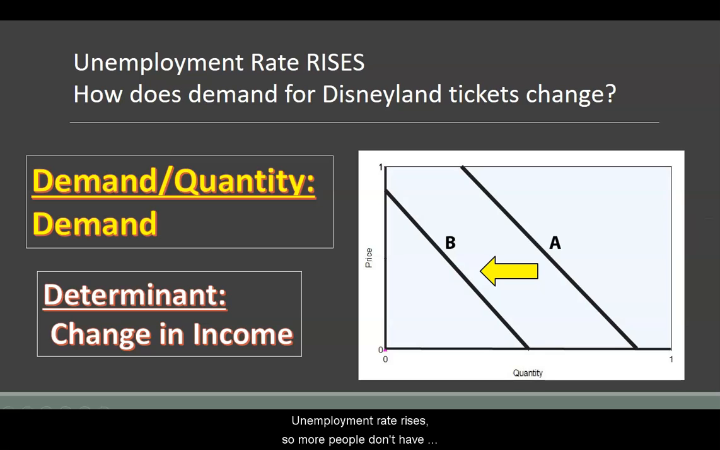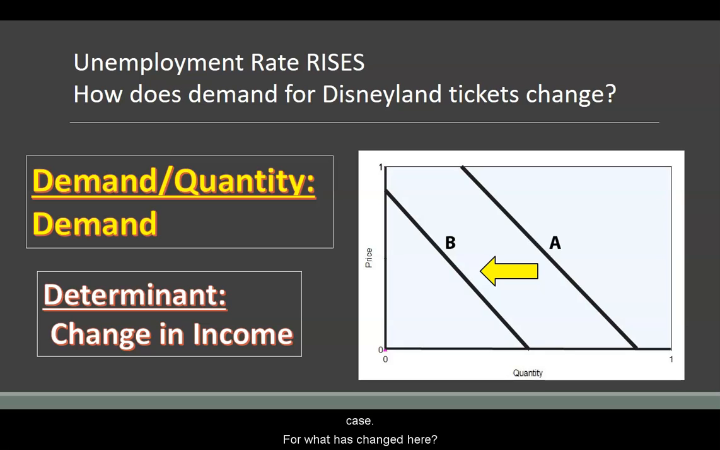Unemployment rate rises. So more people don't have jobs and they don't have money, or at least as much as they're used to. So how does this change the demand for Disneyland tickets? Well, I don't know about you, but if I'm unemployed, I'm worried about having a roof over my head, feeding my family, getting gas in the car, finding a job. I'm worried about the basics here. I'm not trying to save up for a vacation for 5 people to Disneyland and buying tickets. I don't care about that.